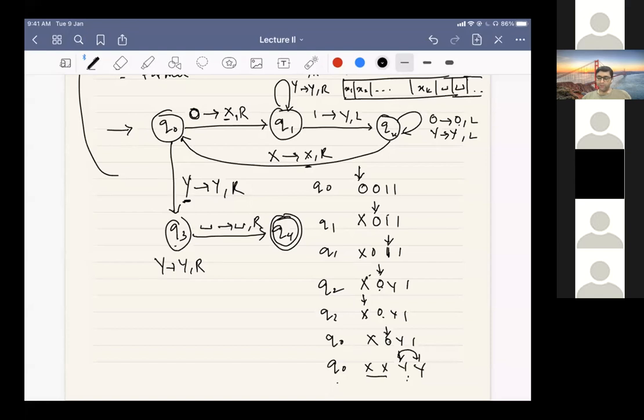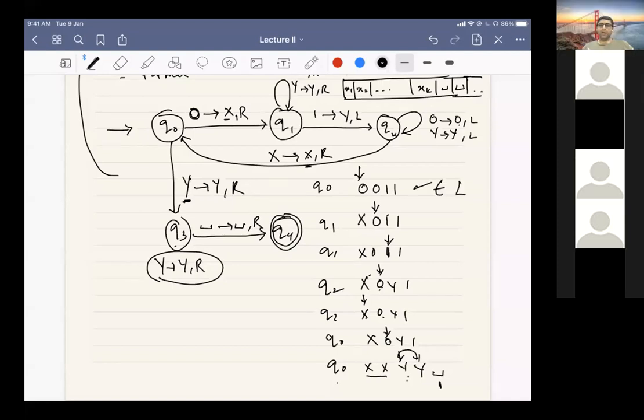In state Q3, it will keep reading Y as many times as it sees it. Once it finishes reading Y, it will see a blank symbol, and this blank symbol signifies that the string is accepted. This belongs to the language. Now you can try it on a string which contains, let's say, 00111, three ones rather than two ones.